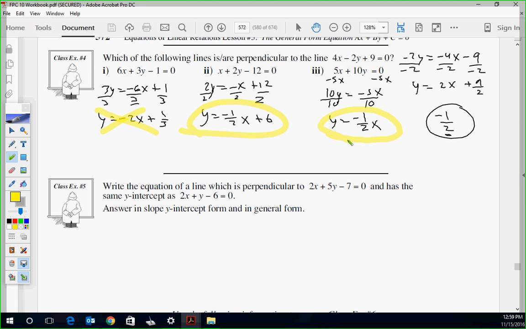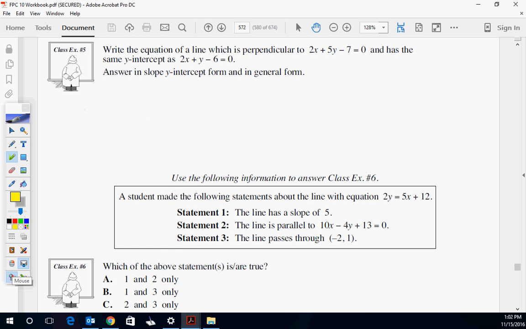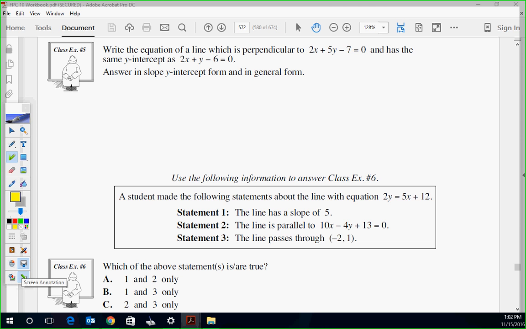Okay, so on to example 5. Write the equation of the line which is perpendicular to 2x plus 5y minus 7 and has the y-intercept of that one. So we need to make this in slope form, make the other in slope form, and then steal the slope from the first one, the y-intercept from the second one, and make our new line. This is a problem you're going to see on a test, because it makes you do 3 things on one question.